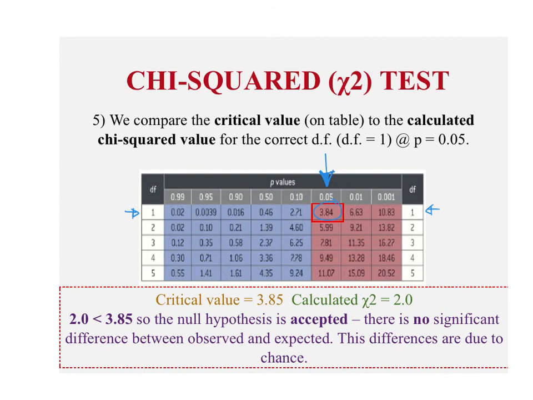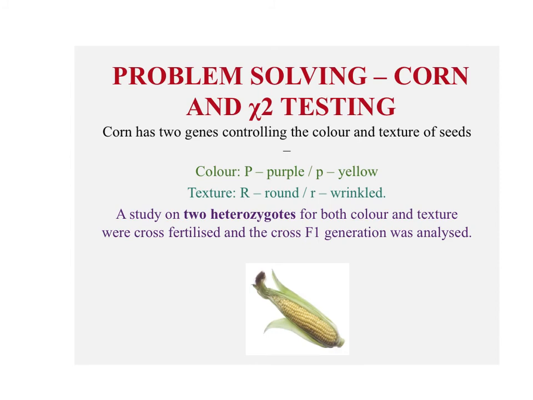Now our chi-squared value this time, our chi-squared value of 2, is definitely to the left. Okay, it's lower than that 3.84. And therefore, we accept our null hypothesis, and there is no significant difference between the observed and expected ratios. It's not significant statistically. Okay, and the differences are just going to be due to chance alone. Now, this is a chance for you guys to do something by yourselves.